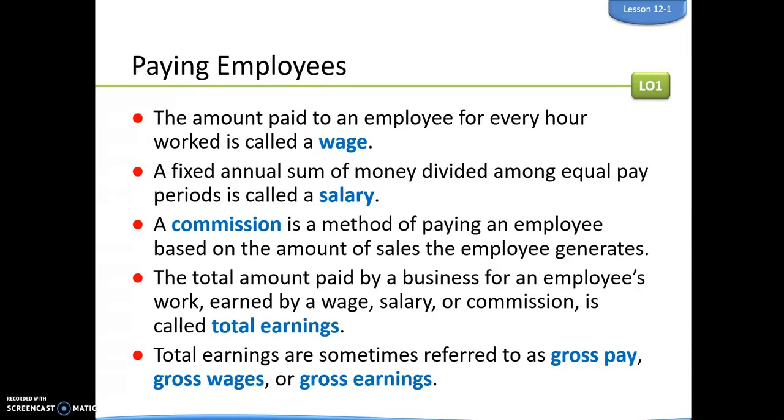The total amount paid by a business for an employee's work earned by a wage, salary, or commission is called total earnings. Total earnings are sometimes referred to as gross pay, gross wages, or gross earnings.